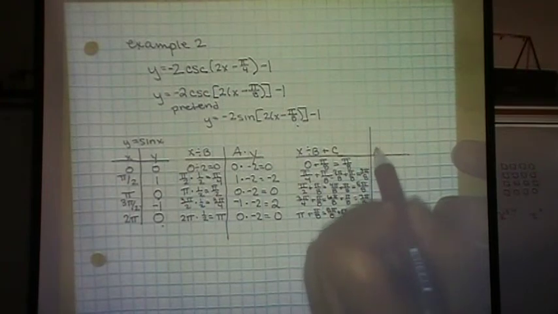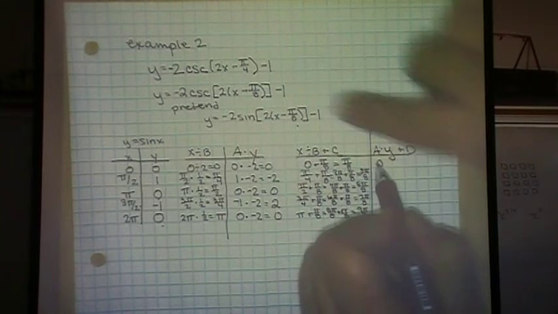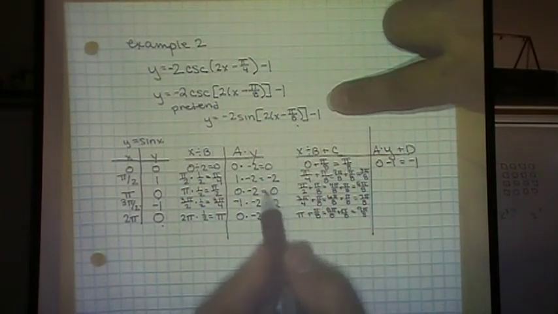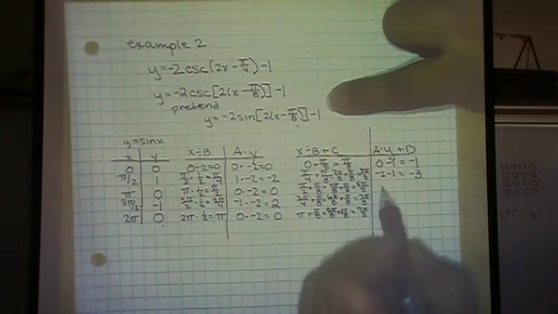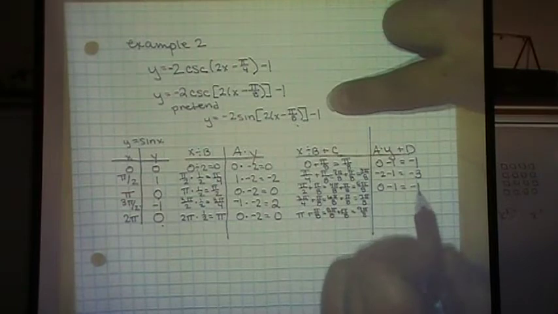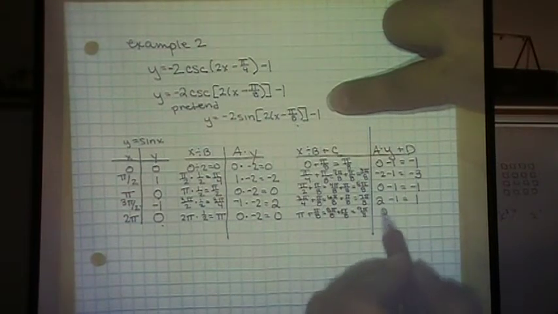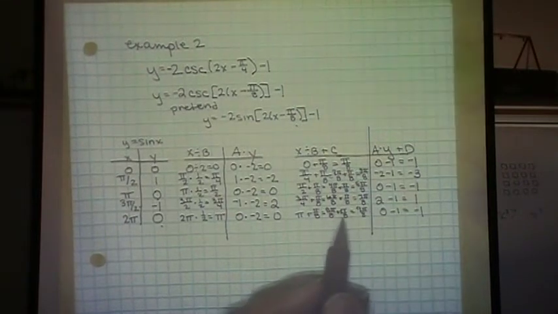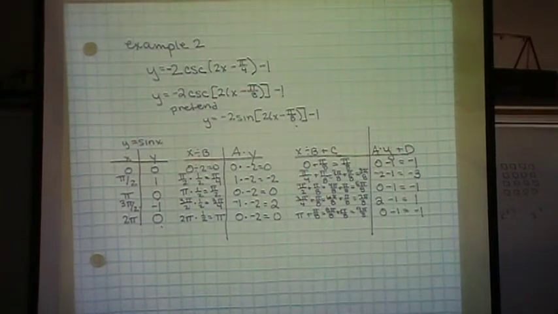And now let's do our y values. So 0 minus 1 is negative 1. Negative 2 minus 1 is negative 3. 0 minus 1 is negative 1. 2 minus 1 is 1. 0 minus 1 is negative 1. Again, remember the first, the third, and the fifth all match. Alright, now let's graph this.